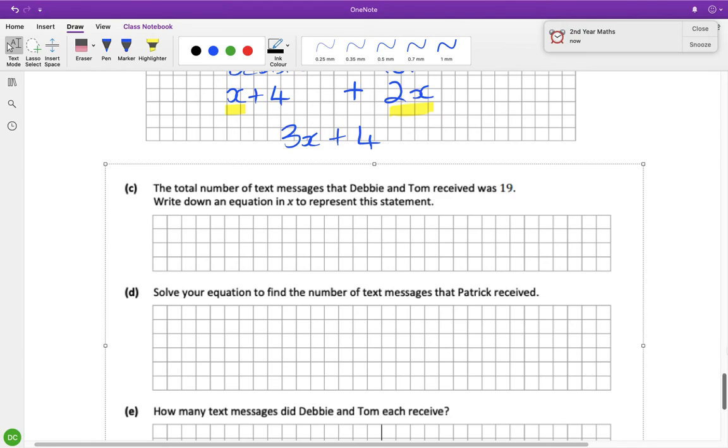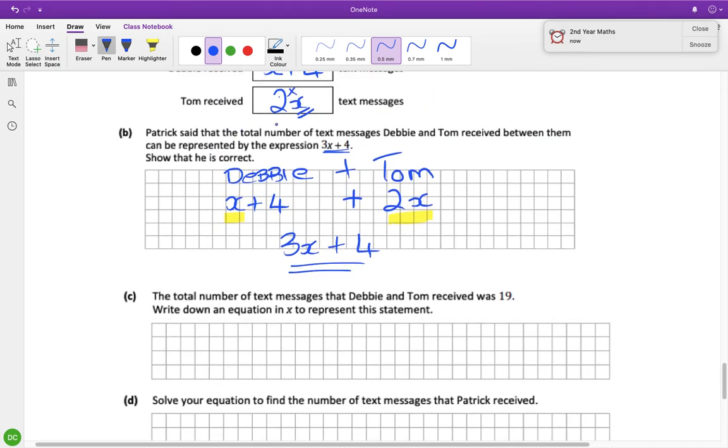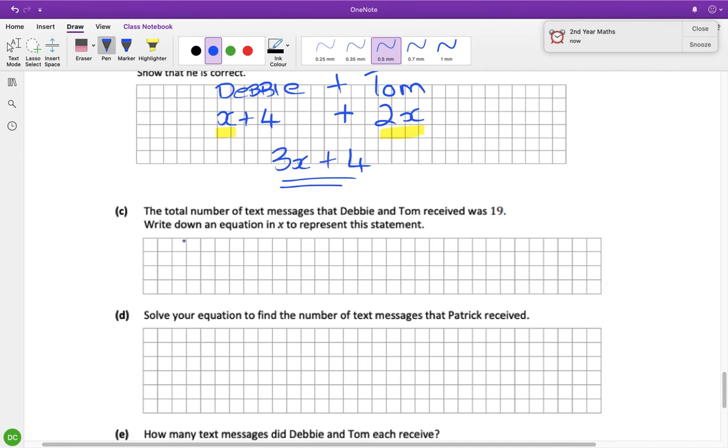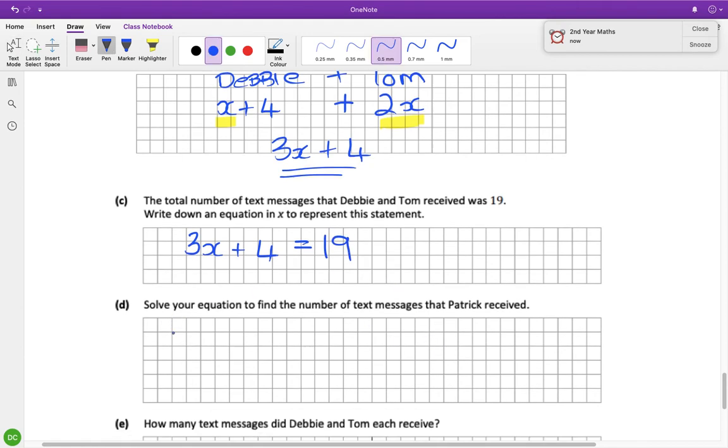So the total number of text messages that Debbie and Tom received was 19. Write down an equation to represent this statement. So we know that this here is the total number of text messages that Debbie and Tom received. So this expression represents the total number of text messages they received, and they're now telling us that the total number of text messages that they received equals 19. So there's your equation.